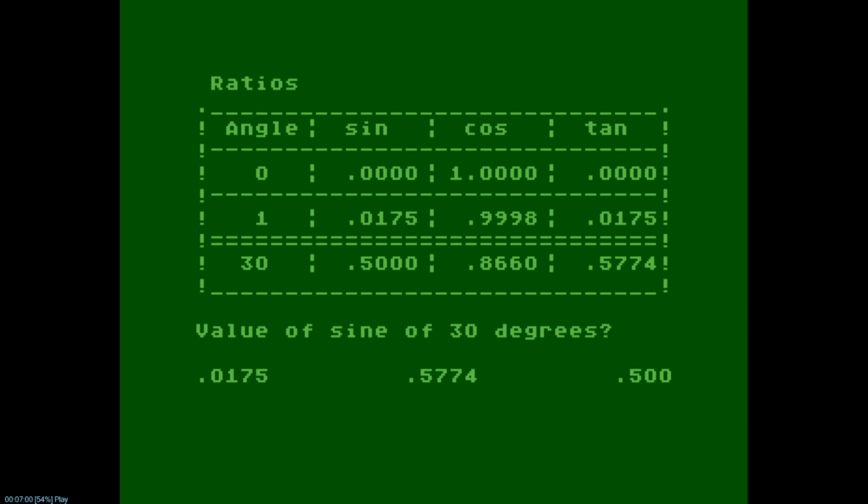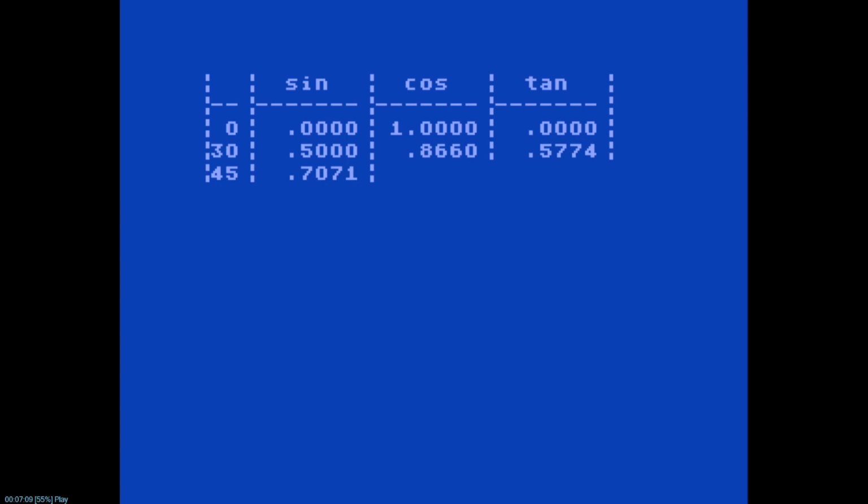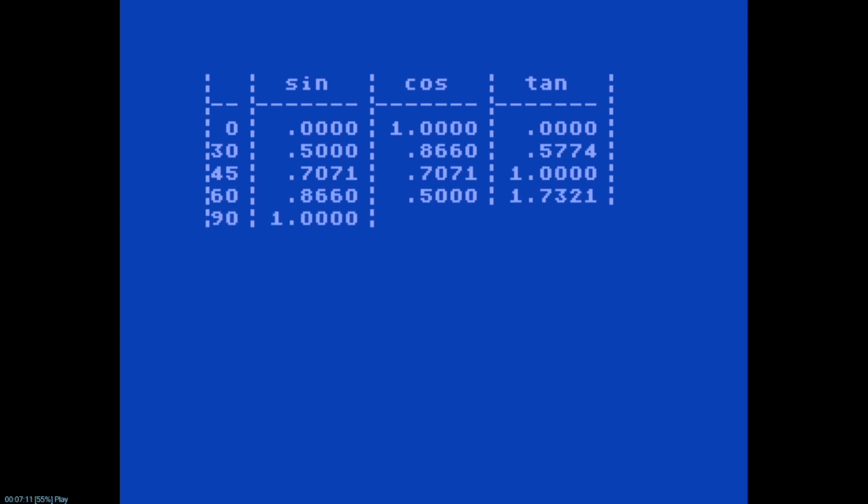What is the value of the sine of 30 degrees? Yes, the sine of a 30-degree angle is 1/2, as you can see in this table. When you study trigonometry at length, it will help to memorize several ratio values, including 0, 30, 45, 60, and 90 degrees. The sine goes from 0 to 1/2 to 0.7071 to 0.8660 to 1 for these 5 values.